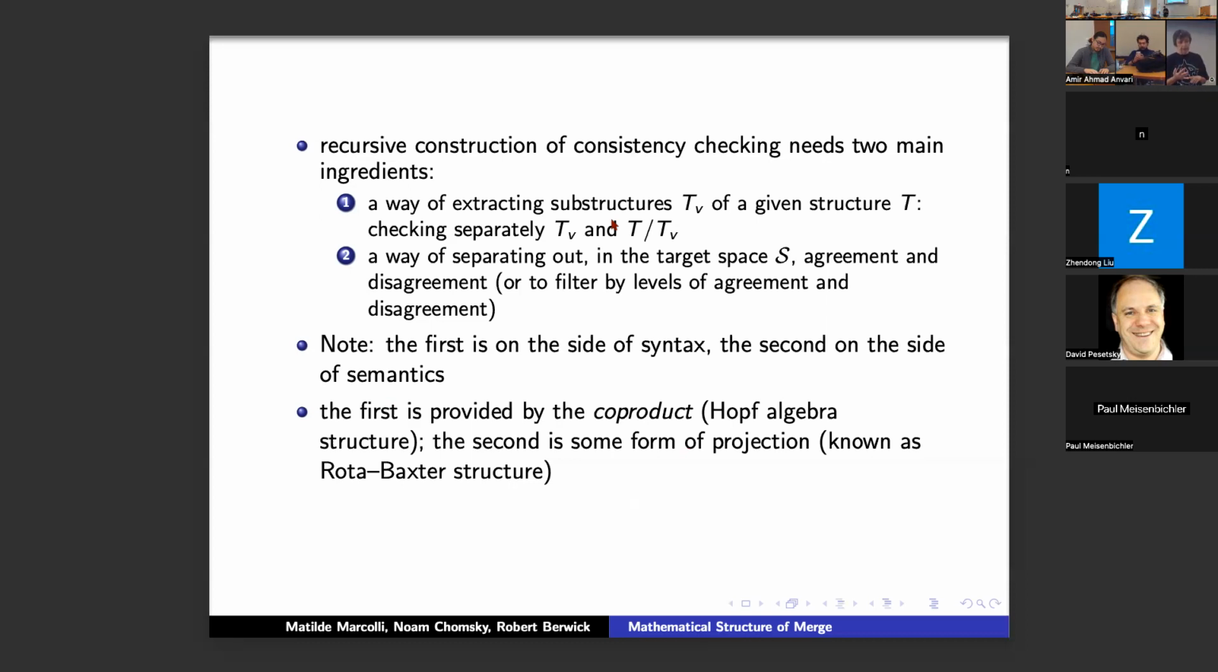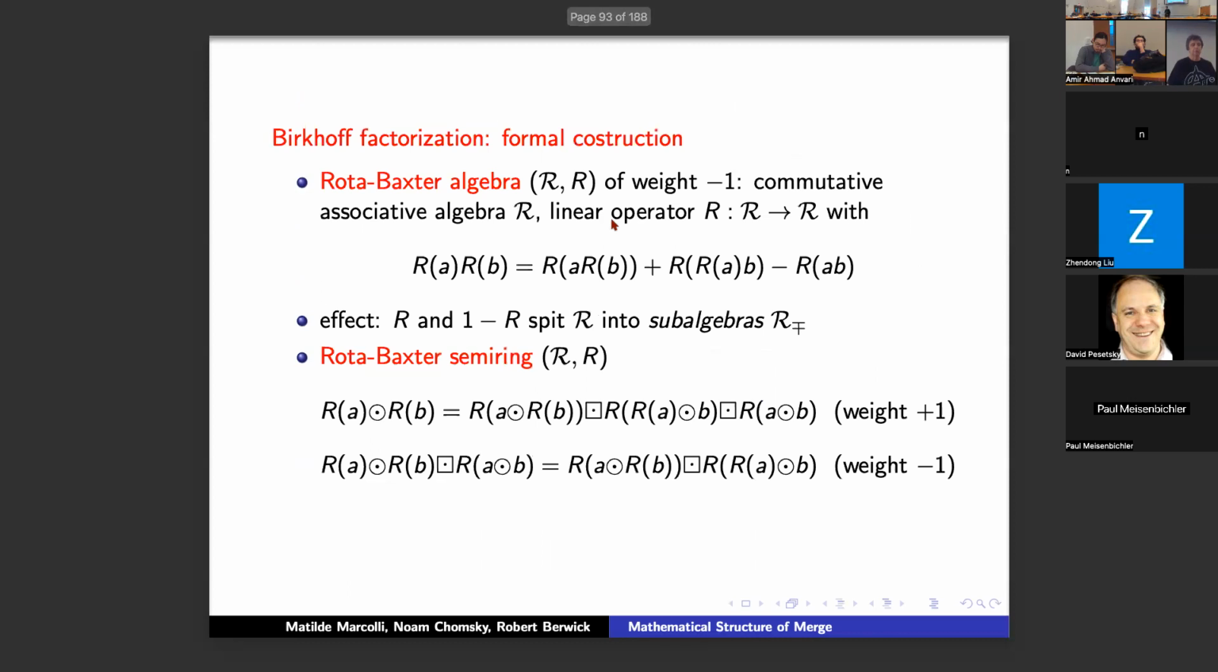And the other thing is entirely on the side of whatever you want to put as your model of semantic space. And what you want to have there is something that would allow you to have some checking of agreement and disagreement, and so being able to distinguish between these. So, as I said, the first thing we already know algebraically what it means, what is the mathematical structure that takes care of that: this decomposition operation, the coproduct. And the second one is this thing that I want to start discussing at the end of last time, which is this notion of the Baxter algebra.